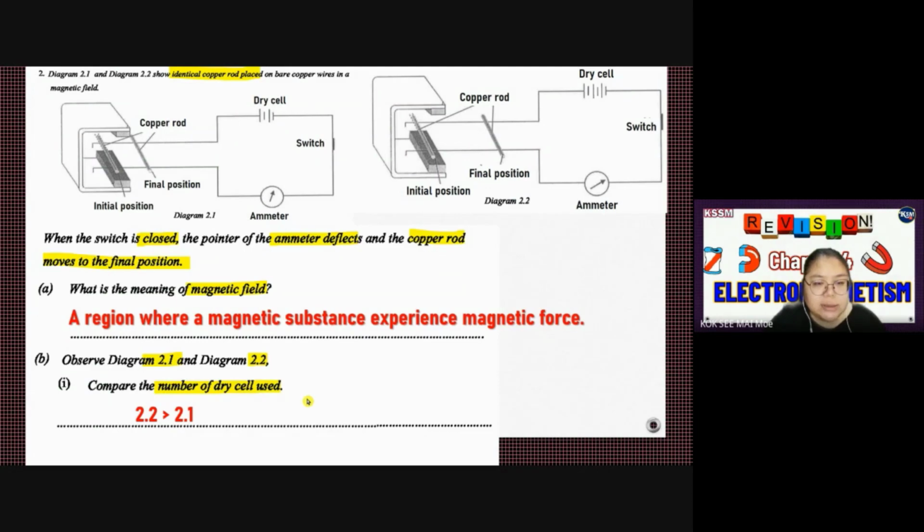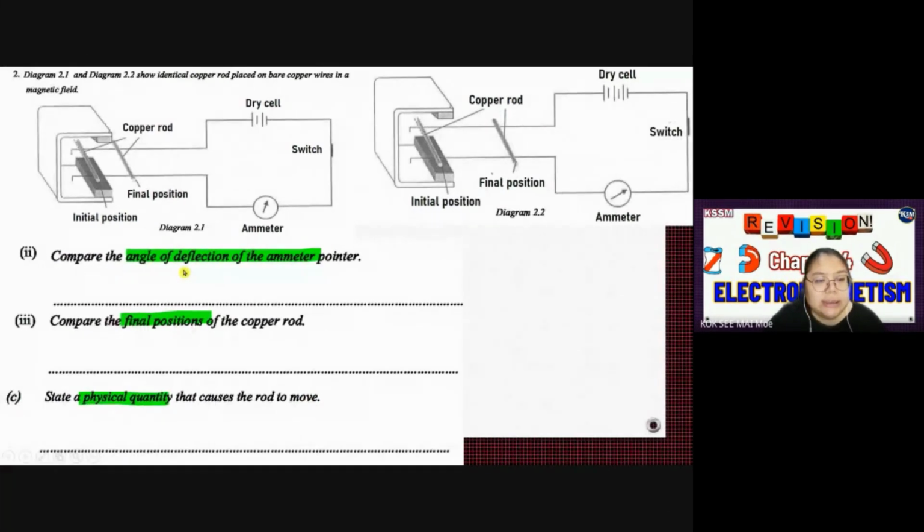Then we do the next comparison. Angle of deflection of the ammeter. Remember the ammeter always deflects from zero. Zero is on the left hand side. Then the pointer deflects to the right hand side. So from here, you also need to start with the angle of deflection of the ammeter pointer in diagram 2.2 is greater, is larger than 2.1. Or you say larger than and finish, also can. Don't write the symbol.